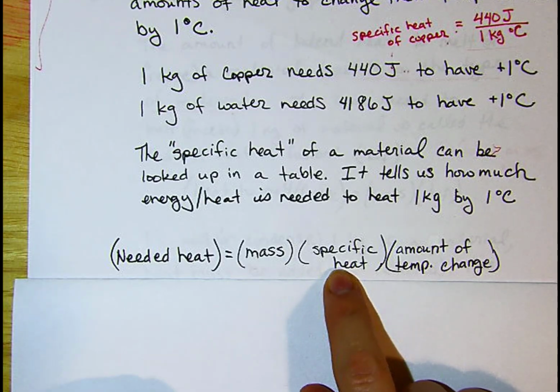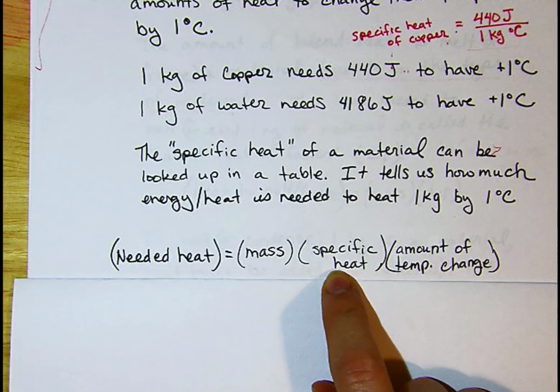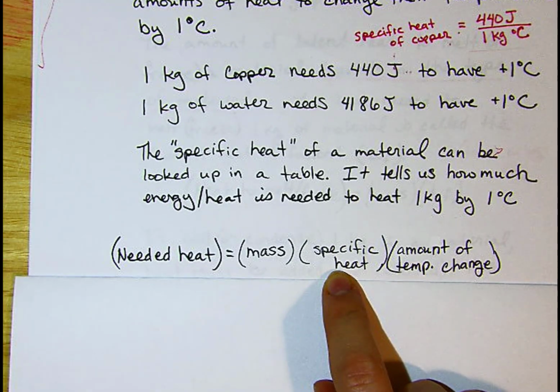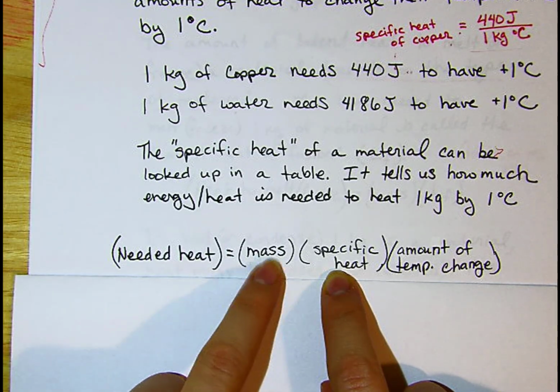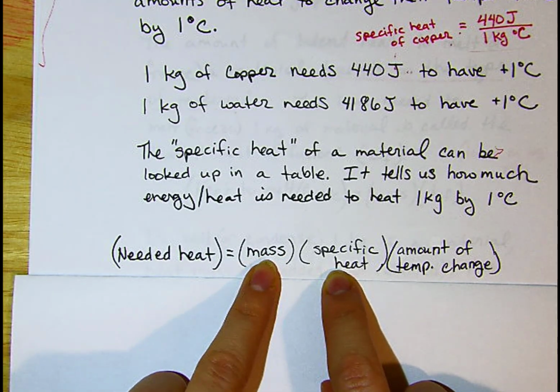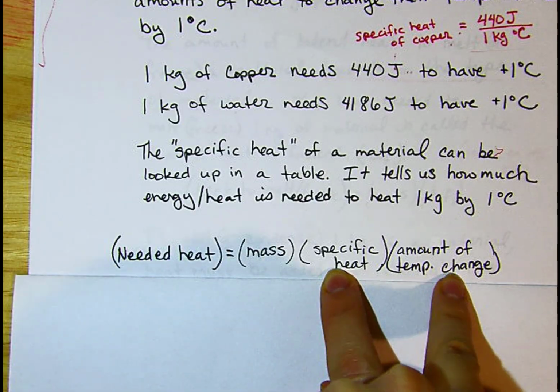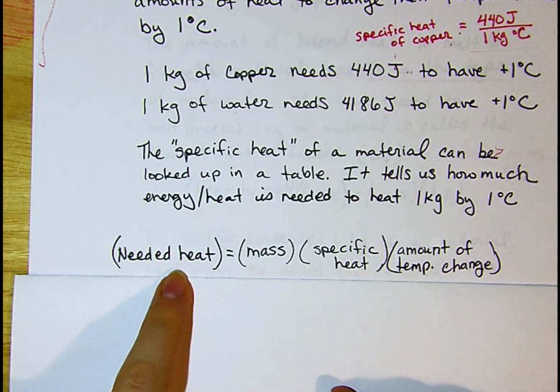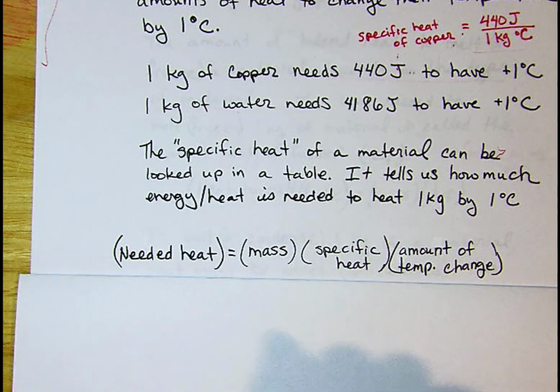So this is the value from the table that you would plug in. But then if you had maybe a chunk of copper that was 3.6 kilograms and you wanted to raise its temperature by 5 degrees, well, to find out how much heat you would need to do that, you plug in that total amount of mass of copper that you have and the 5 degrees of temperature change that you want, and you'll get the needed heat.